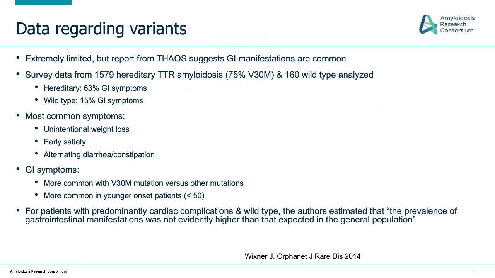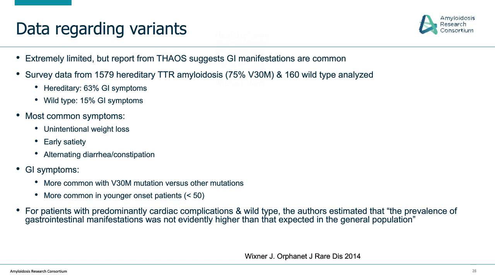Now, what do we know about the different variants? There's not a lot of literature on this, but if you look at the paper from Theos in 2014, GI manifestations are common within the neuropathic variants. They had done a survey of close to 1,600 patients, most of whom had a variant, most commonly B3rd-M, but they did include 160 that were wild type.